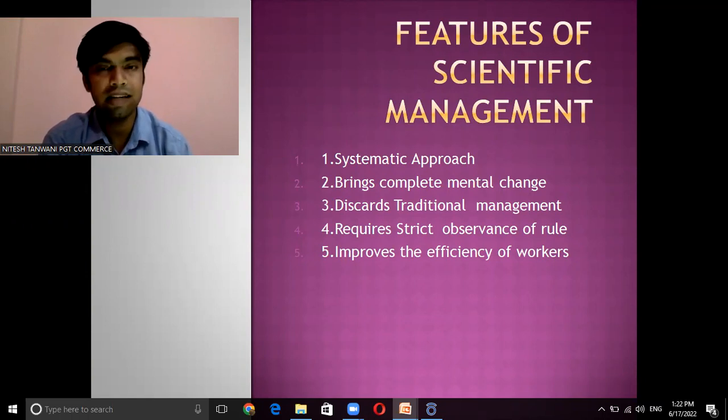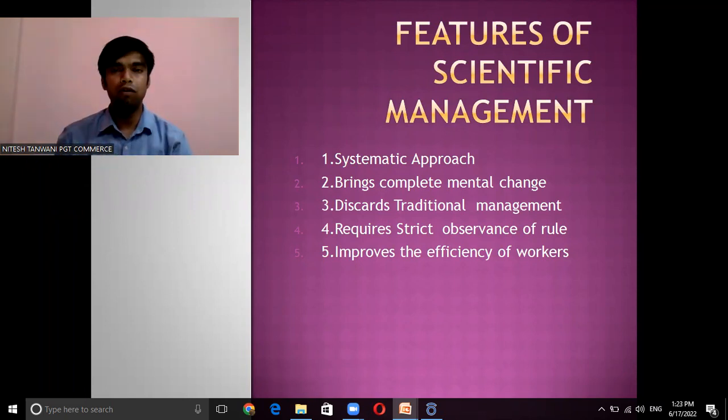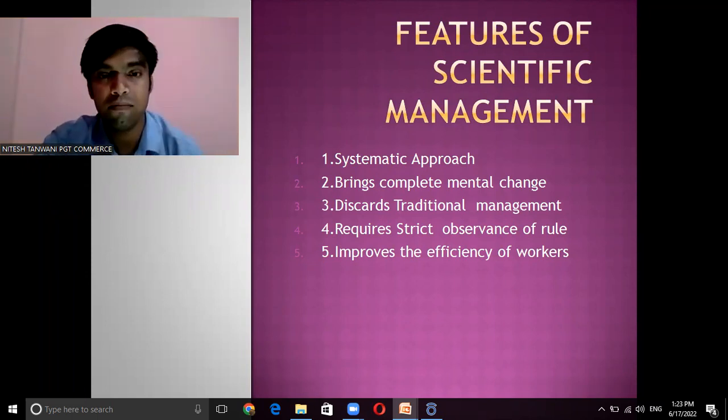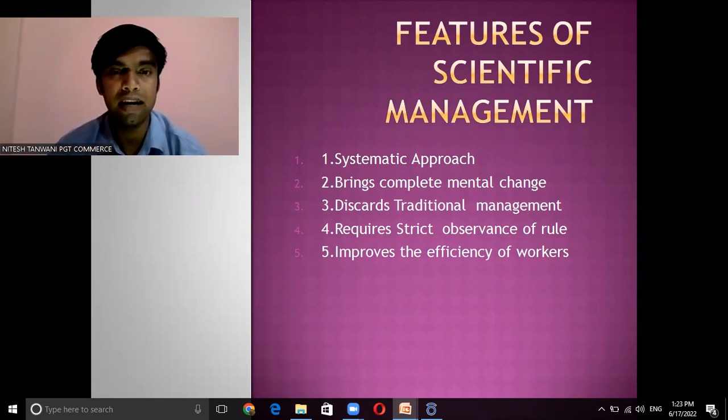As I told you, scientific management focuses only on production with minimum wastage and maximum utilization of resources. The focus is only on production, not the whole management of the organization. So here we can see the first feature is a systematic approach. Scientific management is a science, so it is a systematic approach. Everything is predefined and logically given, and systematically applied everywhere.